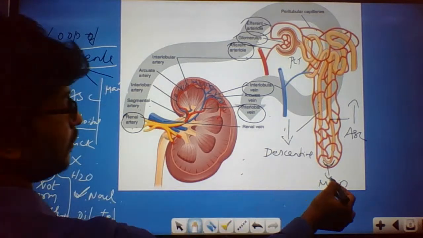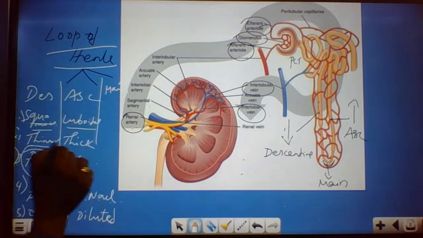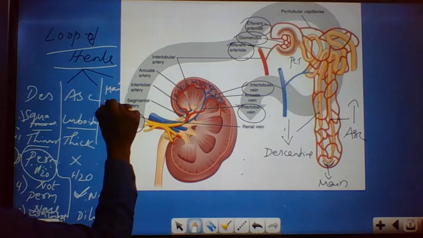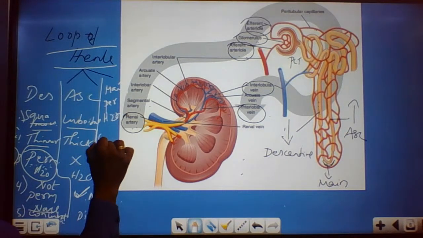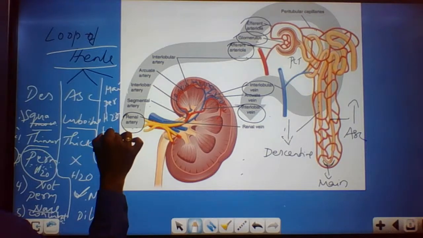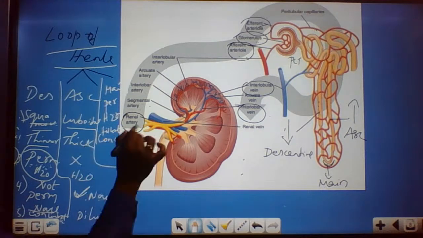Coming to the main loop, this is permeable to water. And here the filtrate is concentrated.